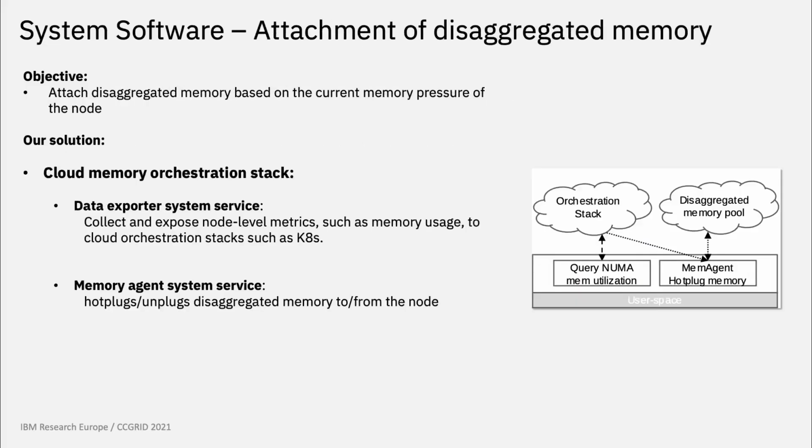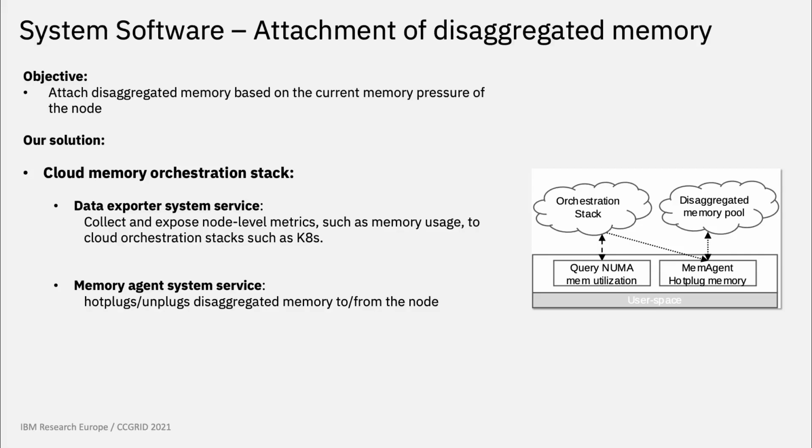In the previous slides, we described how we integrated disaggregated memory into Linux NUMA memory policies, thus putting the Linux kernel in charge of how and when to use disaggregated memory. However, the memory needs of a workload vary over time and may exceed the available memory of the node. To address this issue and guarantee that applications always have the resources they need, we introduce the last piece of our system software stack, which is a cloud memory orchestration stack.